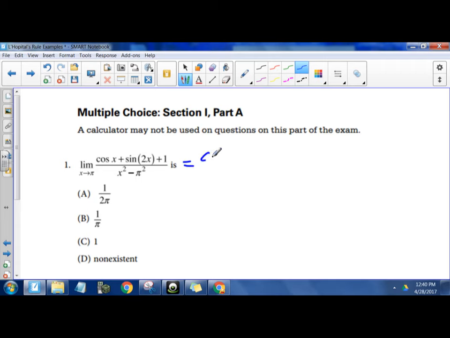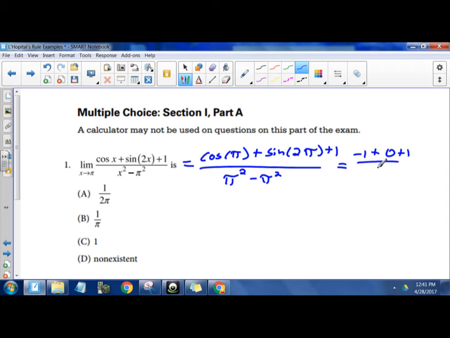So if you plug pi in here, you get cosine of pi plus sine of 2 pi plus 1, all divided by pi squared minus pi squared. In the numerator, you're going to get cosine of pi, which is minus 1, plus sine 2 pi, 0, plus 1, all divided by 0. That does give you 0 over 0. So that's an indeterminate form, which means L'Hopital's rule applies.